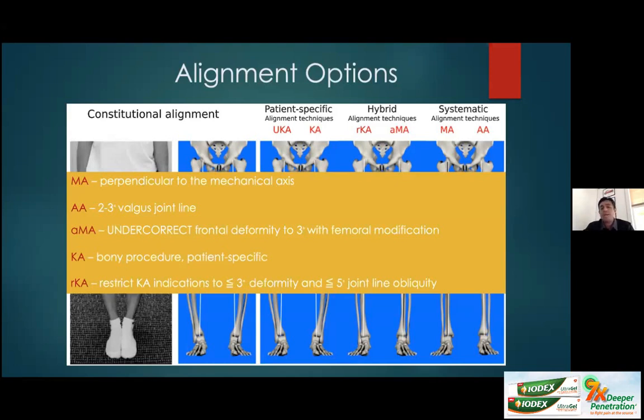In a kinematically aligned knee, it's a purely bony procedure without any soft tissue releases, and you're keeping the patient where they came in. So it's a very patient-specific model. And finally, some of the early adopters of the kinematically aligned knee also discuss this concept of restricted kinematic, in which you're restricting your indications to perform a kinematically aligned knee to within 3 degrees of deformity in the frontal and the sagittal planes, and within 5 degrees of joint line obliquities. Anything beyond that, most of us are then going to the mechanically aligned knee.